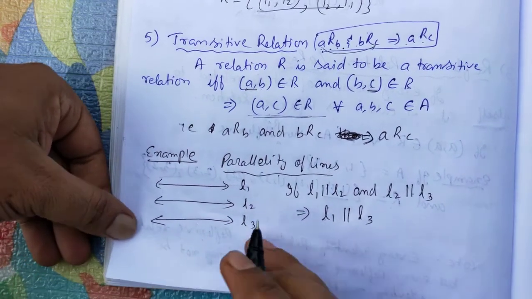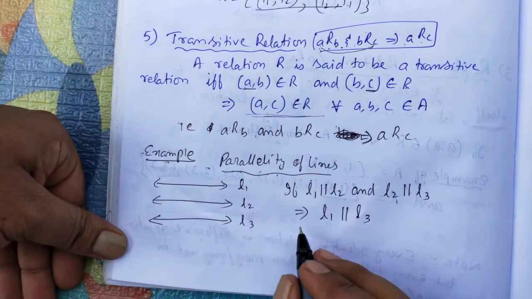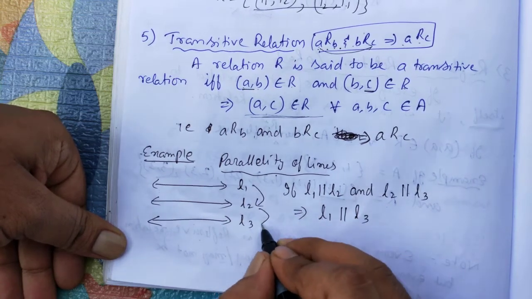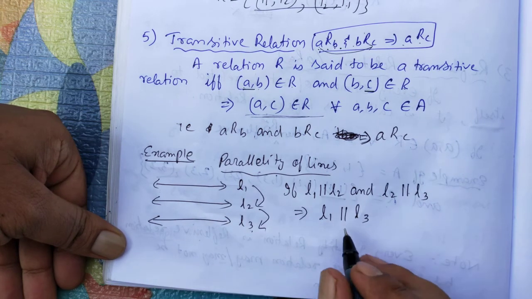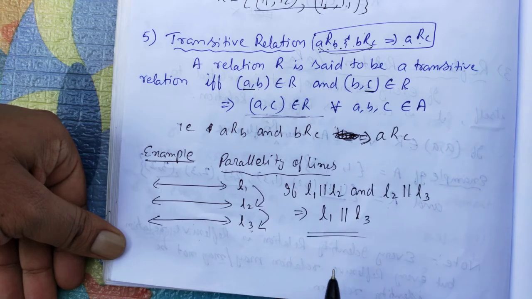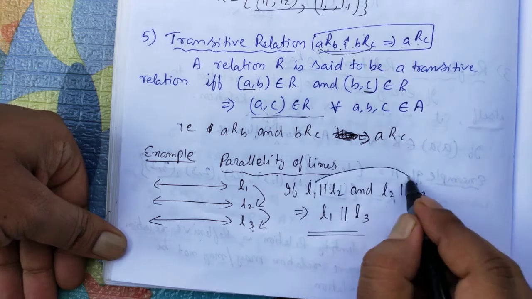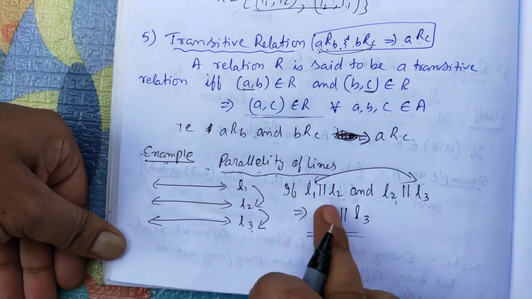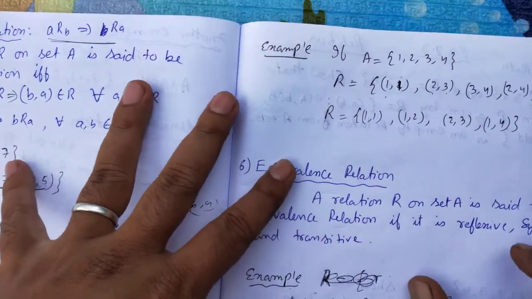I can give an example, like suppose these three parallel lines are given, okay? If L1 is parallel to L2 and L2 is parallel to L3, that means L1 and L3 also will be parallel. This is the condition of a transitive relation. If L1 is parallel to L2, and L2 is parallel to L3, that means L1 is parallel to L3 also. So the transitive relation is satisfied. So we can say parallelism of lines is a transitive relation, okay? Another example of a transitive relation.